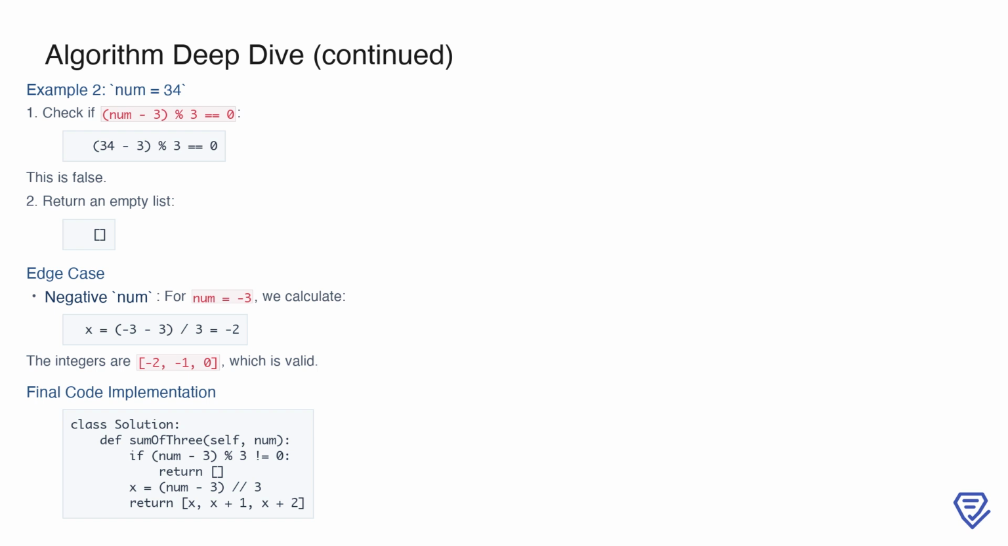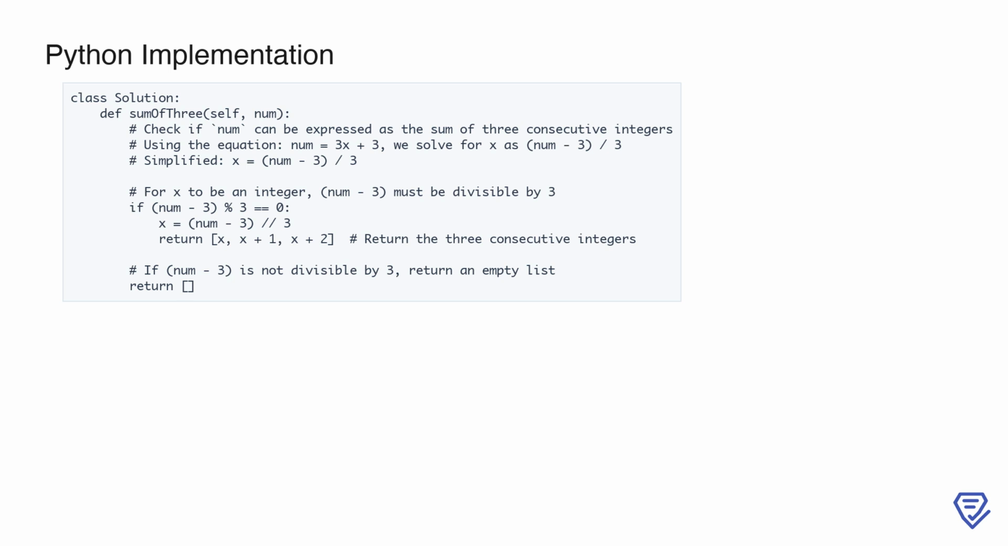The final implementation of the algorithm is simple and concise, as shown in the code. It checks the divisibility condition, calculates x if valid, and returns the appropriate result in constant time. This Python implementation solves LeetCode problem number 2177. Find 3 consecutive integers that sum to a given number. The function sumOfThree determines if the input number can be expressed as the sum of 3 consecutive integers.